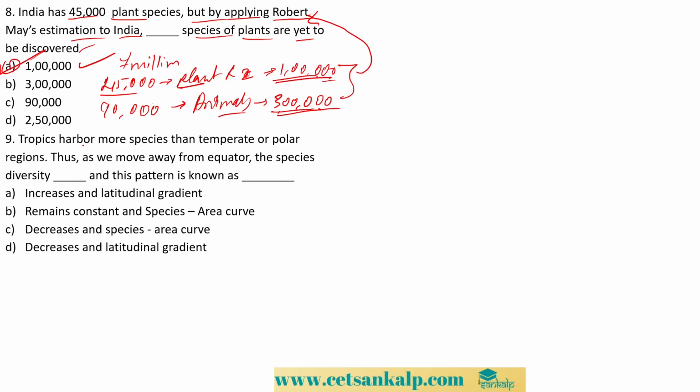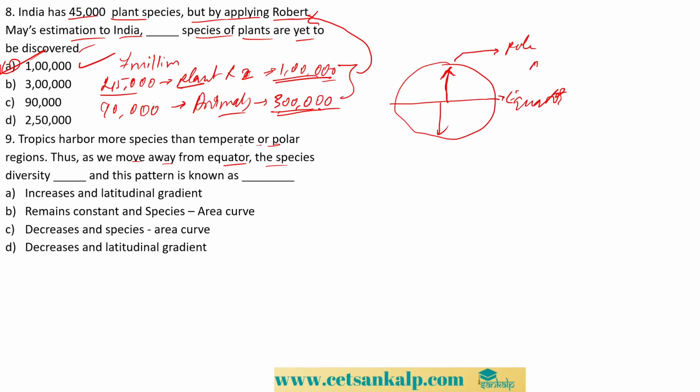Now, tropics harbor more species than the temperate or polar regions. Thus, as we move away from the equator, the species diversity dash, and this pattern is known as a dash. So if you consider a globe, our Earth, this is called the equator. Now as we go from the equator towards the poles, this part is called the pole, North Pole or South Pole, whatever it is. So as we move away from the equator towards the pole, what happens to the diversity?